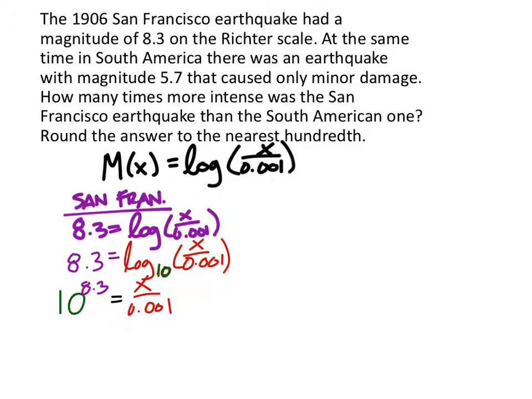All right, well, how do I solve this for x? I would multiply both sides by 0.001. And I can put that in the calculator. These 0.001s cancel, and I've got my x, which equals 199,526.2. Again, that would be millimeters.